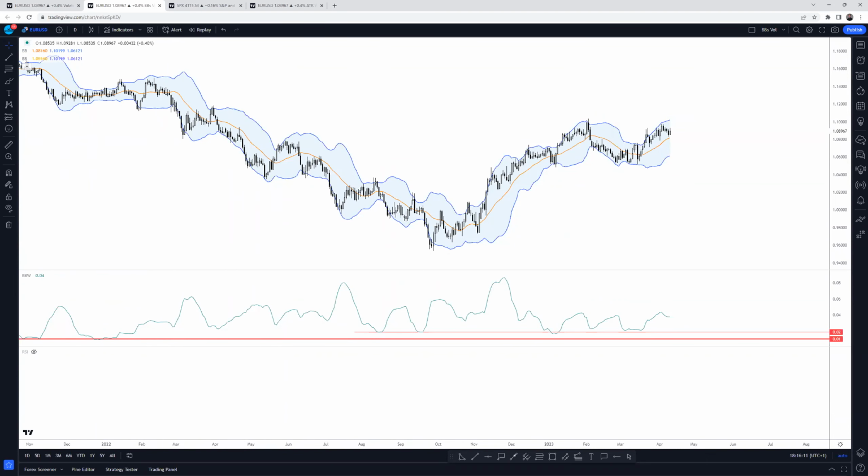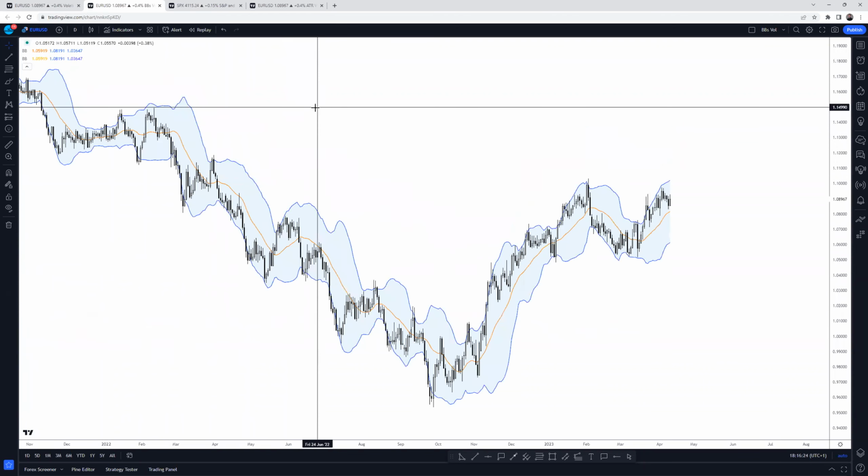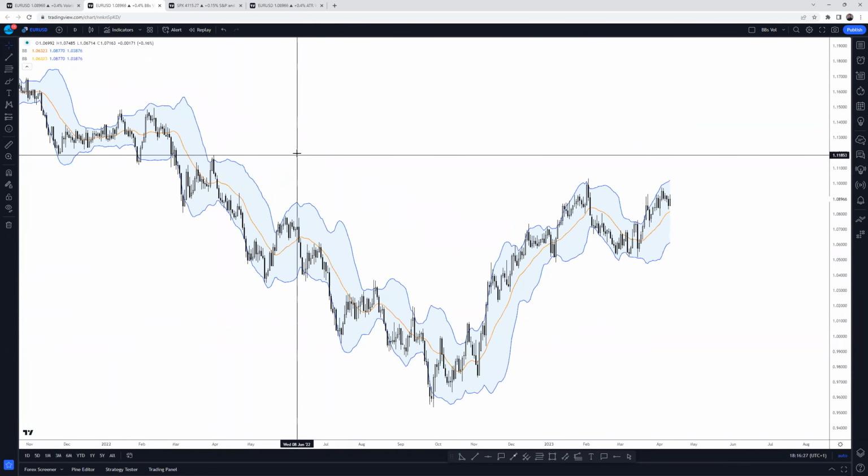I've also applied the Bollinger band bandwidth indicator. I won't be talking about that just yet because there's another technique we can use this with, but I'll be just focusing on this for now. So let's remove those indicators just for the time being.